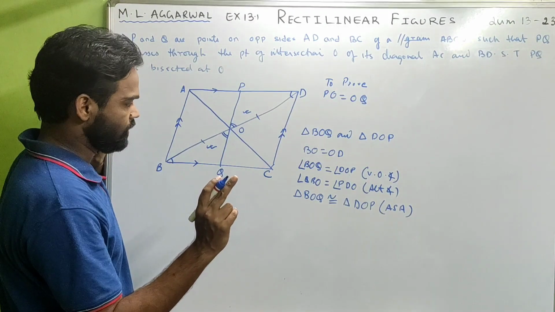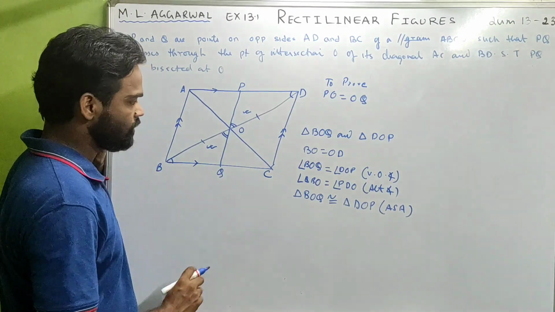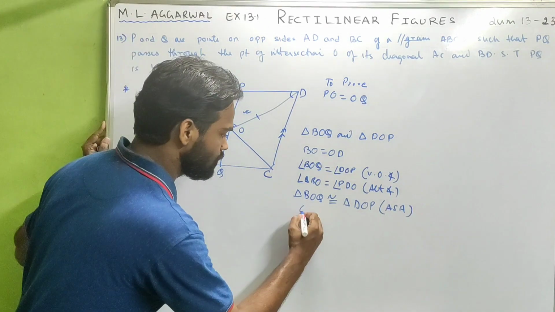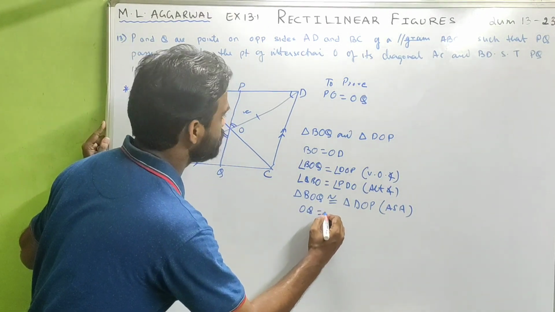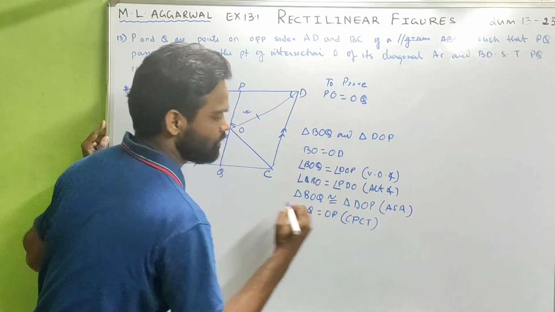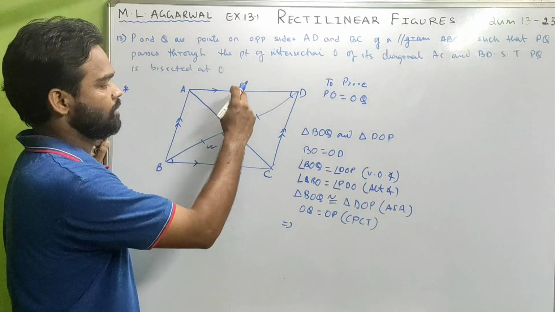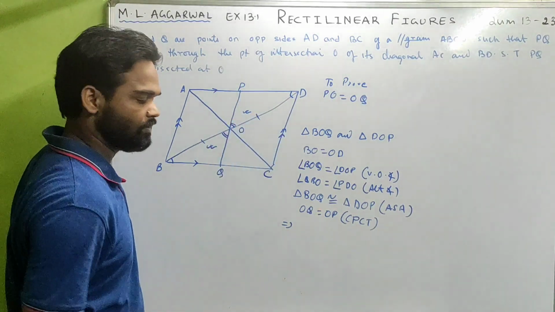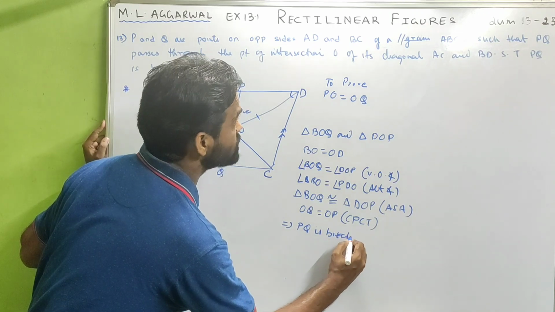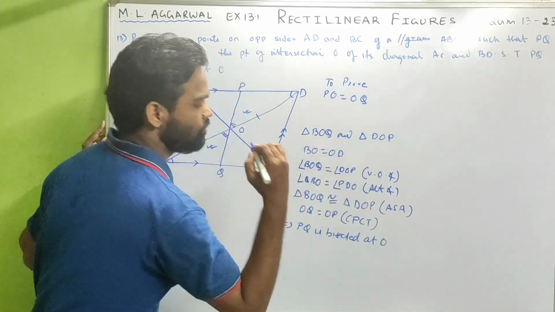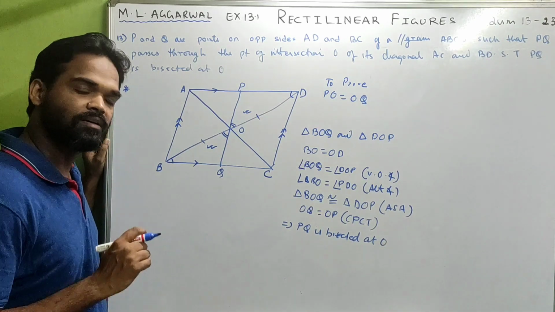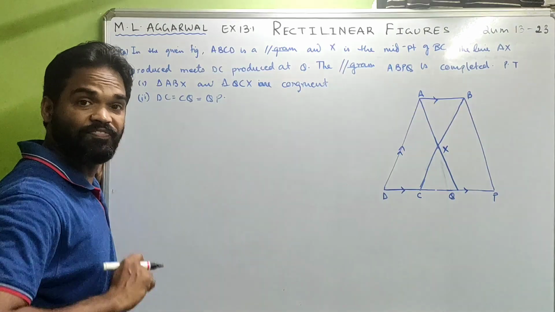And if they are congruent, then the corresponding side will be equal, which means OQ and OP will be equal. OQ is equal to OP, CPCT, which means PQ is bisected at O. Proved. Clear? Now let us look at the next sum. Now look at 14 part A.